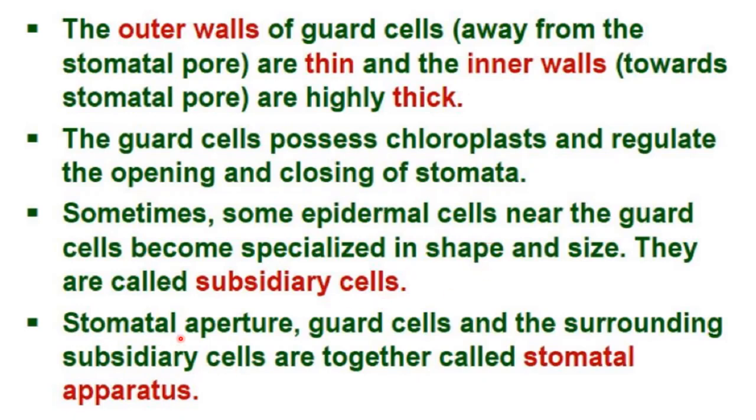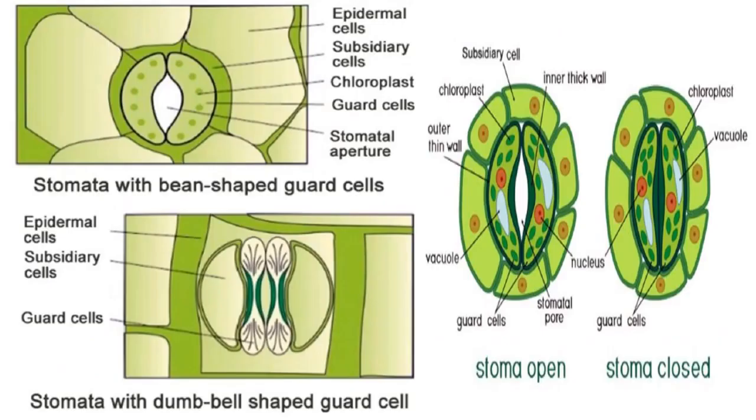Now the stomatal aperture, or you can say stomatal pore, the guard cells and the surrounding subsidiary cells are together called the stomatal apparatus. You see here in this diagram what the stomatal apparatus is. See here, these are guard cells, and this pore you can see here is called the stomatal aperture. Then surrounding the guard cells, these are subsidiary cells.